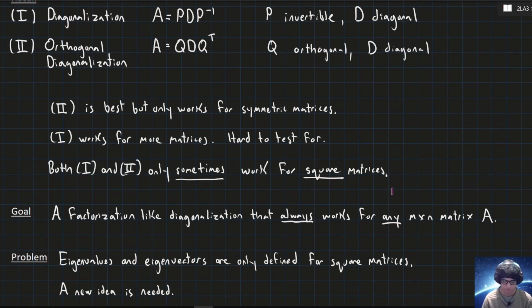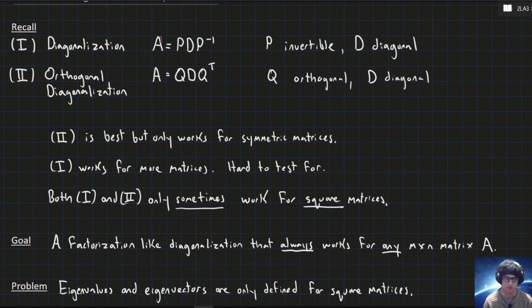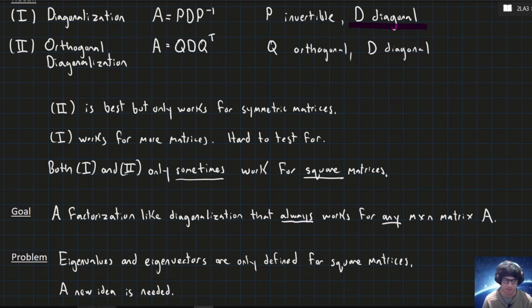Okay, so the immediate problem is that diagonalization was always in terms of an eigenvector matrix P or Q and an eigenvalue matrix D, right? But eigenvalues and eigenvectors are only defined for square matrices, right? It doesn't make sense to talk about eigenvectors and eigenvalues for non-square matrices. Okay? So we're going to need a new idea. Okay, the new idea will be singular vectors and singular values.